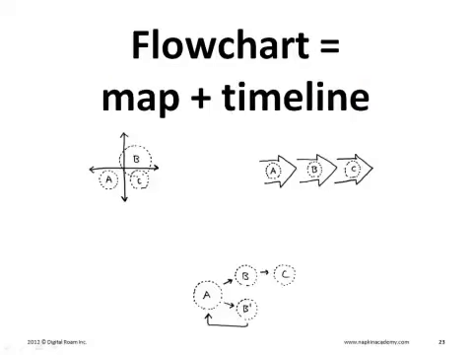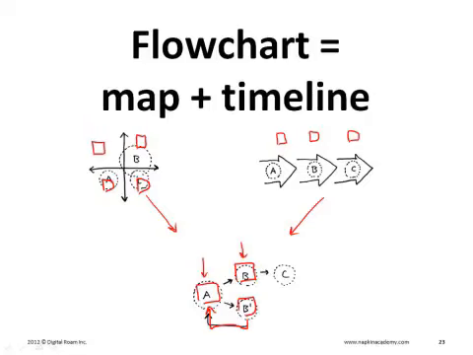A flowchart is a combination of a map plus a timeline: the spatial location of our items and the temporal location of our items put together to show here's where they are and here's how they change. And now, unlike our simple timelines, with a flowchart we have the ability to indicate cause and effect, and to have things move back and forth and replenish themselves, just like Donella's bathtub.